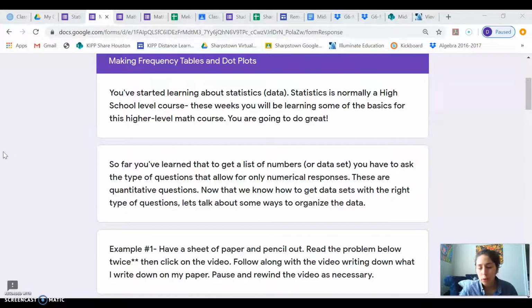What we've learned so far is that statistical questions, or questions that allow for numerical responses, give us data sets. And data sets just means it could be a list of numbers. For us in sixth grade right now, a data set is a set of numbers. So now that we know how to get data sets, we're going to move towards organizing that data.